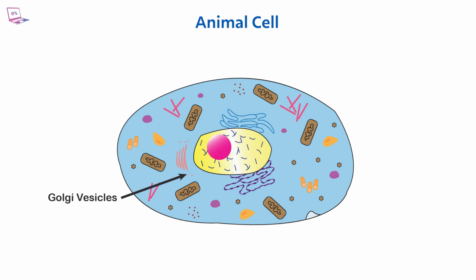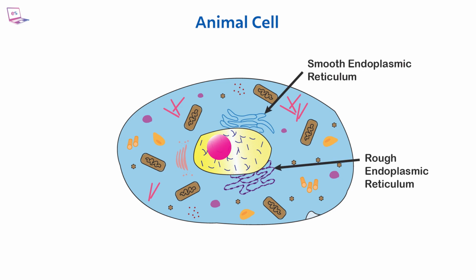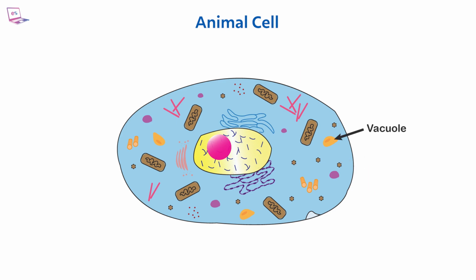Golgi vesicles. These are called traffic police, as they direct the cell's proteins and membrane constituents to the correct destinations. Golgi apparatus. This organelle takes proteins and lipid molecules processed by the ER and puts them into vesicles. Endoplasmic reticulum. It appears as two interconnected parts, rough and smooth, and plays a crucial role in protein synthesis and transport. Vacuole. It stores food, water and waste.